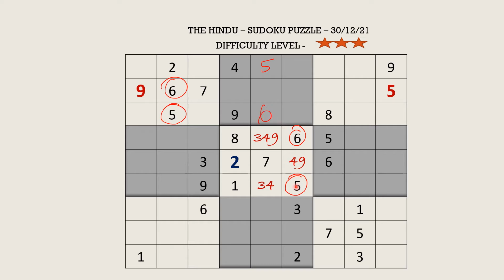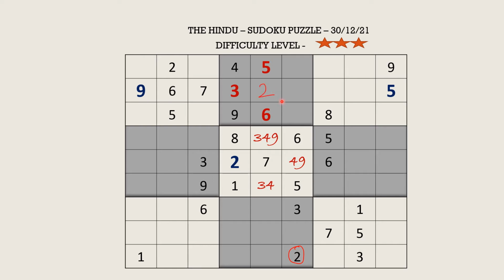There is a 3 here which blocks this column, and this cell has to take 3. There is a 3 in this column, so that blocks here. So this cell takes 3. So here there is a 2. There is a 2 in the bottommost row which blocks this entire column. So this cell takes 2.